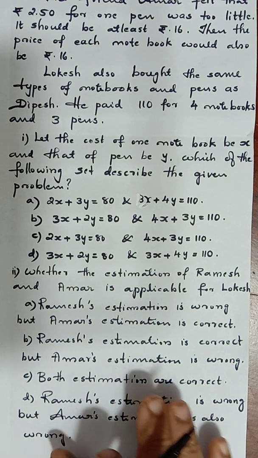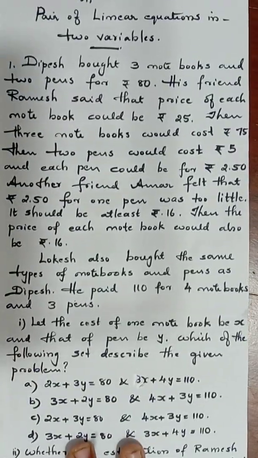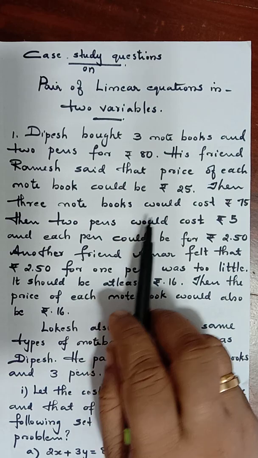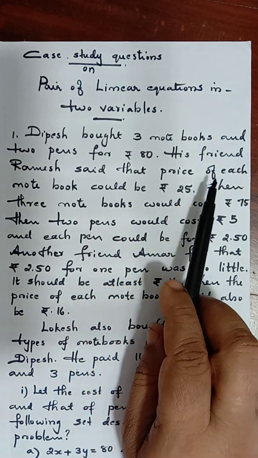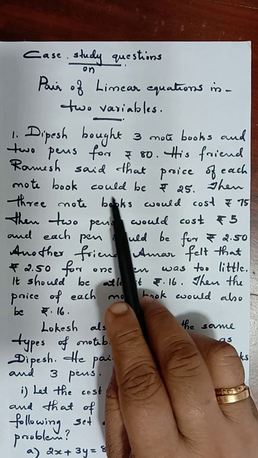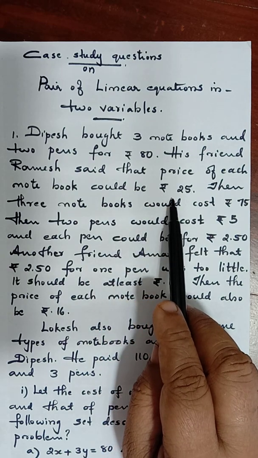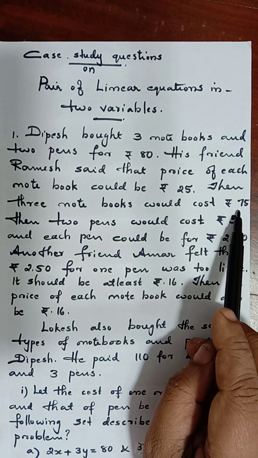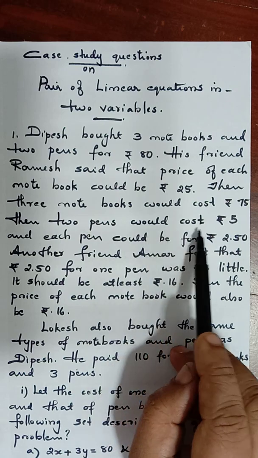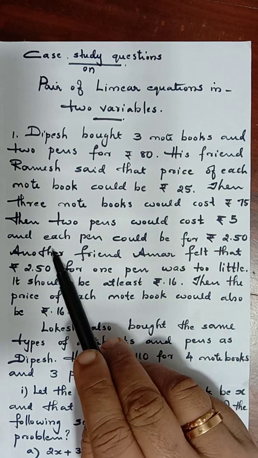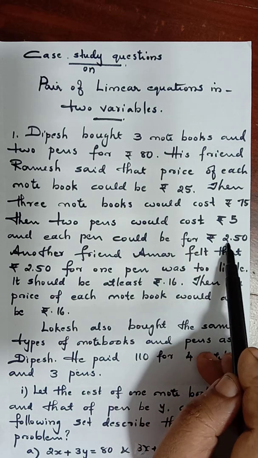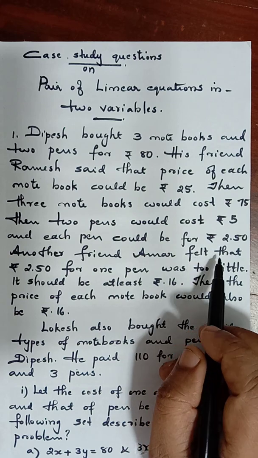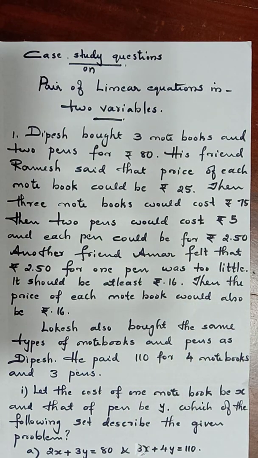According to Ramesh, the first person was Deepesh, now comes Ramesh. Okay, let us see that. His friend Ramesh said that the price of each notebook could be rupees 25. Okay, then 3 notebooks would cost rupees 75. Then the 2 pens would cost rupees 5. And each pen could be rupees 2.50. Okay, now what is Ramesh's estimation?